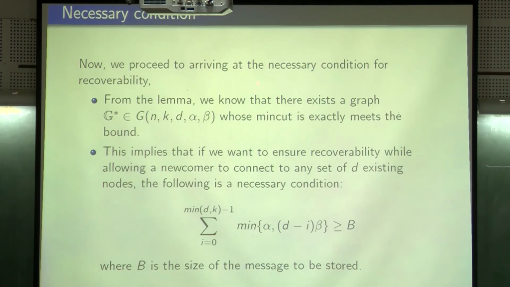From the previous lemma, we know that there exists a graph G(n, k, d, alpha, beta) whose min cut exactly meets the bound. This implies that if you want to ensure recoverability while allowing a newcomer to connect to any set of d existing nodes, you have the following necessary condition: the sum of min(alpha, (d - i) beta) has to be greater than or equal to b. This is my reconstruction condition, where b is the size of the message stored.